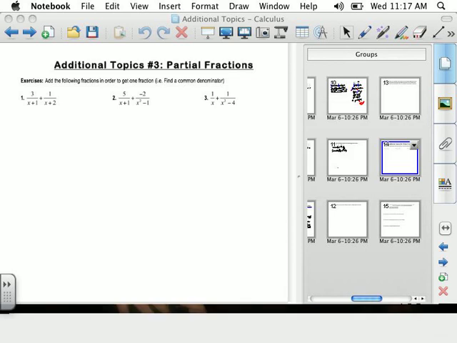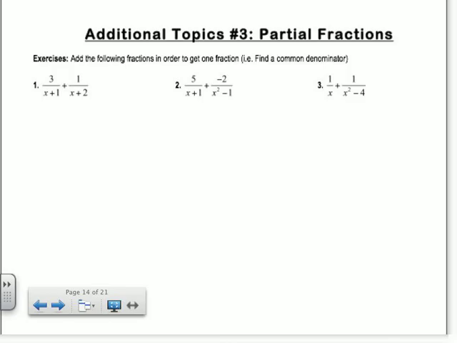Okay, so additional topic number 3 is partial fractions. So we're going to try these 3 examples. It says add the following fractions in order to get one fraction. So you're going to have to get a common denominator.